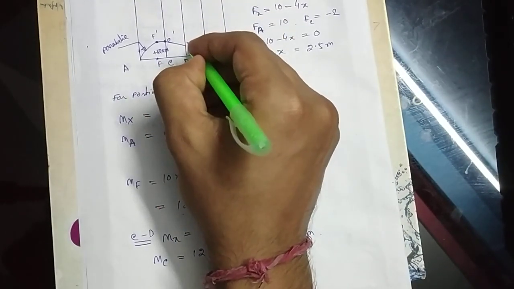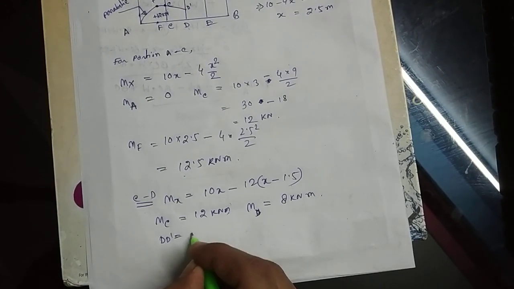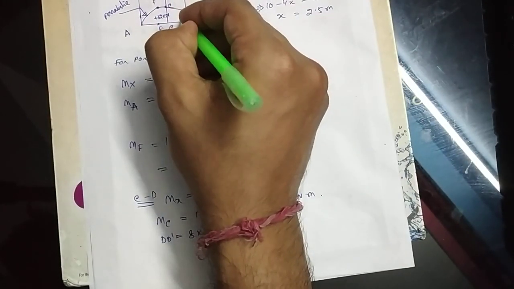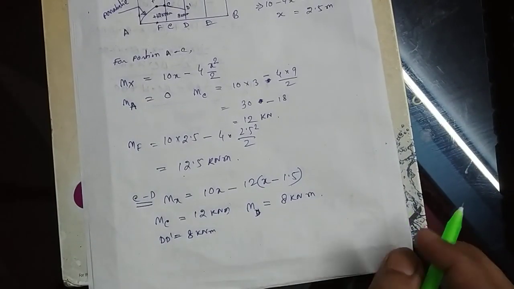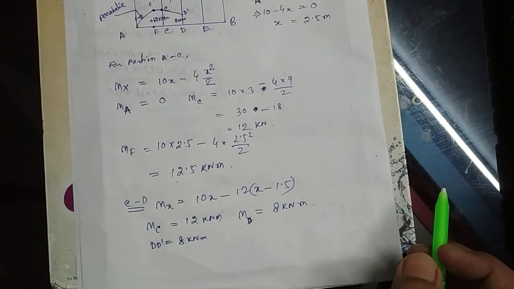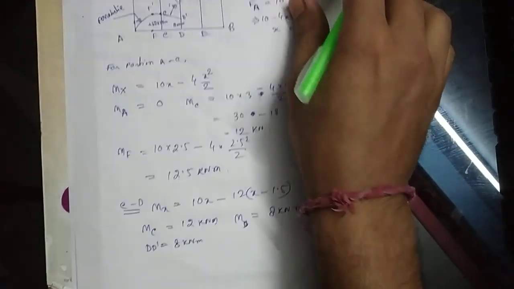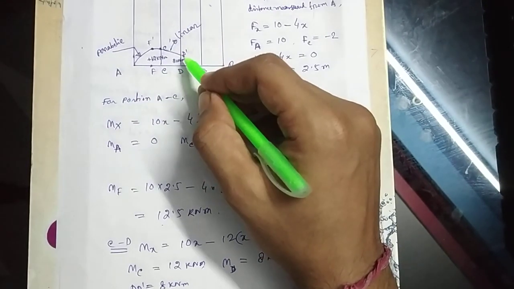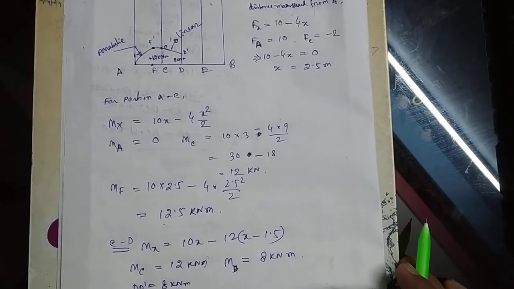So this will be D dash, and here D dash will be equal to 8 kilonewton meter. Now C to D, it's linear. Let us write it's linear curve from C to D. So from C dash to D dash, it is linear. Okay. Now we have made C to D.